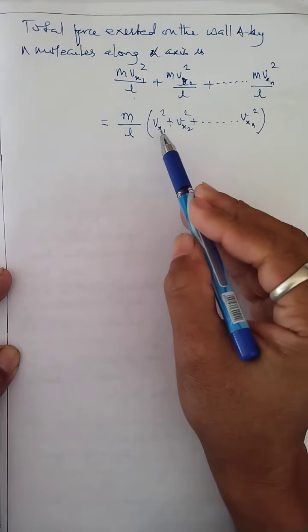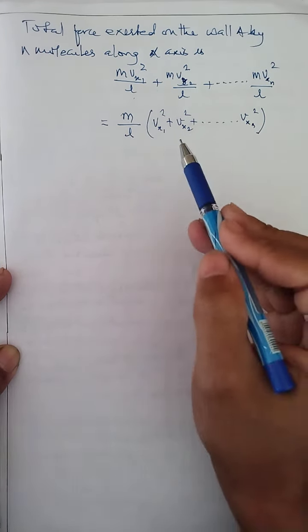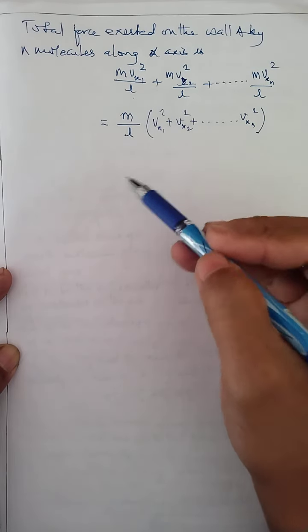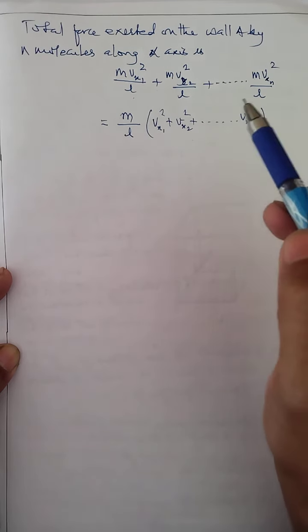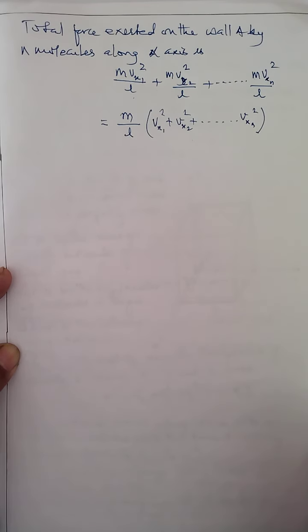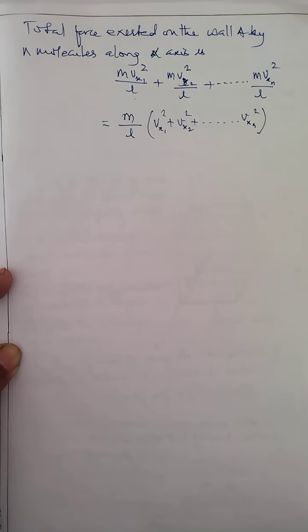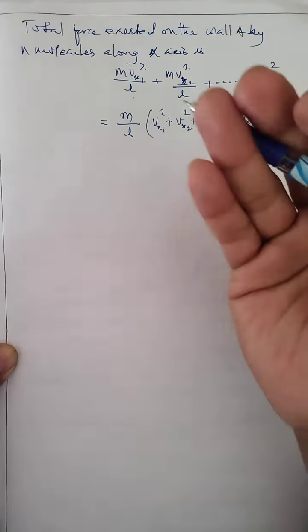As I said already, Vx1 is the component of velocity of the first molecule. Similarly, Vx2 is the component of velocity of the second molecule. Similarly, it will go on, and Vxn is the component of velocity of the nth molecule. So this is the total force exerted on the wall A by n number of molecules along which axis? X-axis. Now in order to derive the expression of pressure, we calculate the pressure.